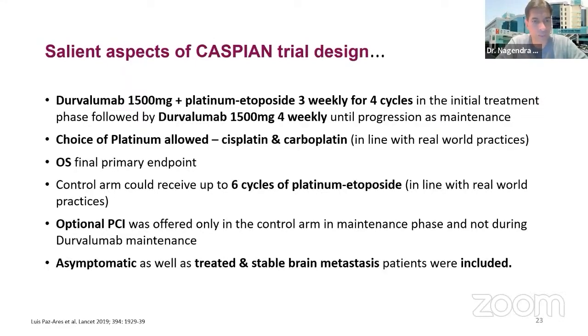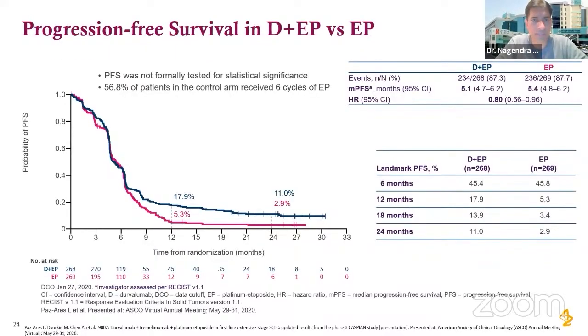The control arm could receive up to 6 cycles of platinum etoposide in line with real-world practices. An optional PCI, that is prophylactic cranial irradiation, was allowed only in the control arm in the maintenance phase and not during the durvalumab maintenance. Asymptomatic as well as treated stable brain mets were included in the CASPIAN trial, which was a key highlight feature of this trial. Look at the PFS advantage with this drug.